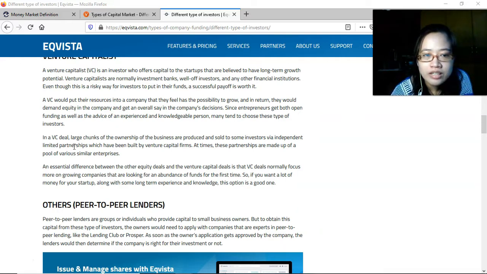In a VC deal, large chunks of the ownership of the business are produced and sold to some investors via independent limited partnerships, which have been built by venture capital firms. At times, these partnerships are made up of a pool of various similar enterprises. An essential difference between other equity deals and venture capital deals is that VC deals normally focus more on growing companies that are looking for an abundance of funds for the first time. So if you want a lot of money for your startup along with some long-term experience and knowledge, this option is a good one, venture capitalists.